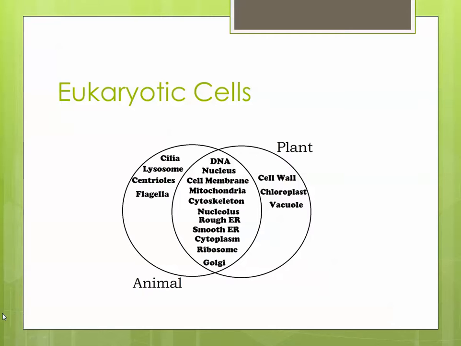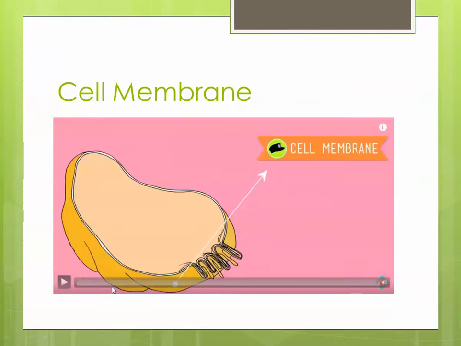Okay, there are two types of eukaryotic cells. You have animal and you have plant. Both of them have different types of organelles, and both of them have the same organelles. These are the organelles that only belong to the animal cell, and these are the organelles that only belong to the plant cell, and these are the organelles that can be found in both animal and plant cells. We're going to watch a couple of videos going over different organelles, so stay tuned.